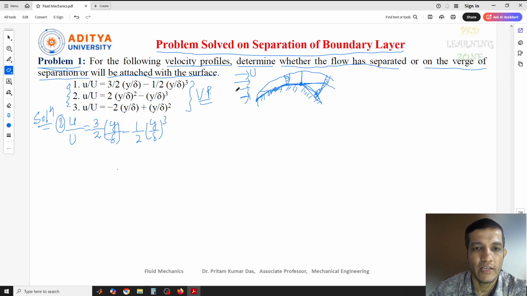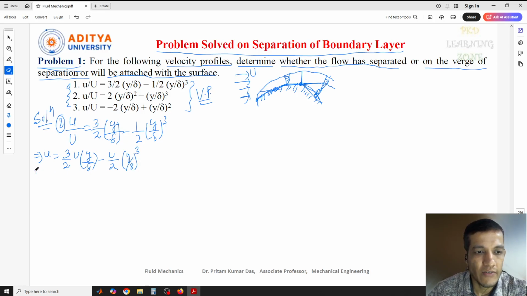So we need to identify at what condition the fluid is attached to the surface, at what condition the fluid is supposed to start separating, and at what condition the fluid has already separated from the surface. For this, I'll keep small u on one side and take capital U to the other side. That is u equals 3 by 2 capital U times y by delta, minus capital U by 2 times y by delta whole cube.